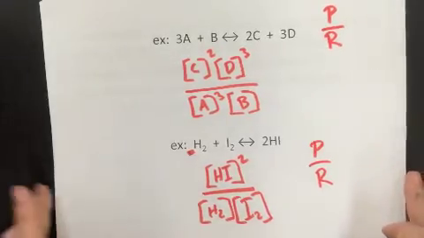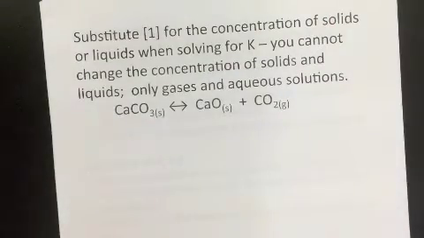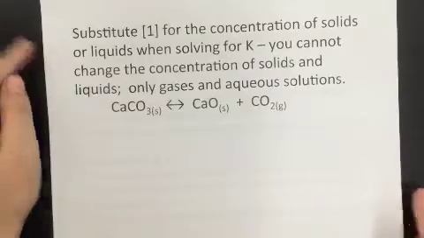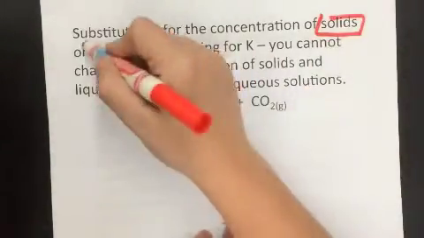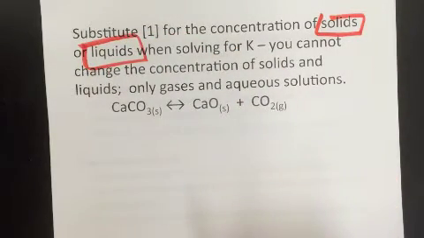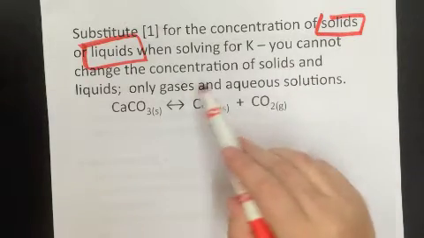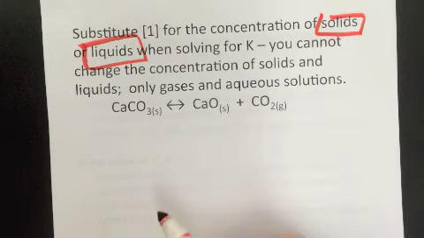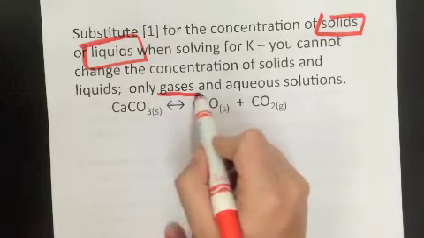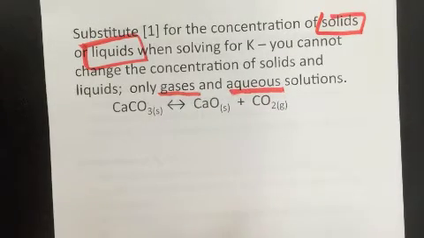Now, there is one last trick to this. And that's this slide. Substitute 1 for the concentrations of solids or liquids. So solids or liquids, we're going to put a 1 in its place, meaning they're pretty much going to disappear. You cannot change the concentration of a solid or liquid. Their concentrations are pure. So they're going to be a 1. So the only time you're going to include the actual chemical in your equilibrium constant is if it's a gas or an aqueous solution.